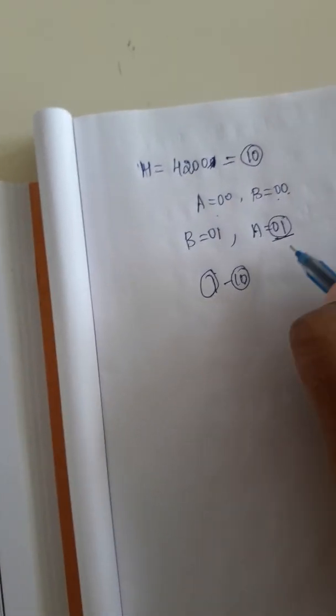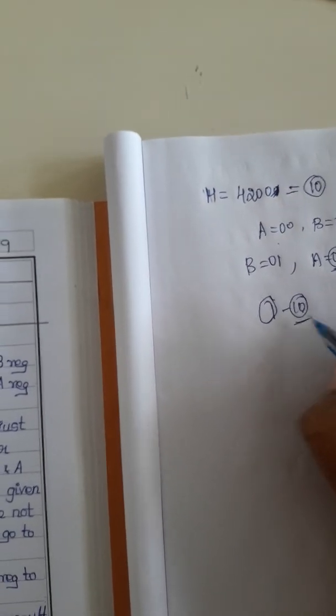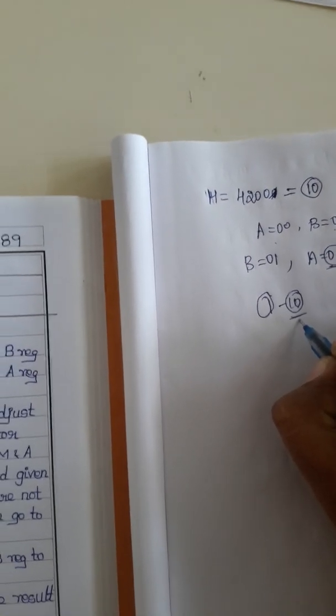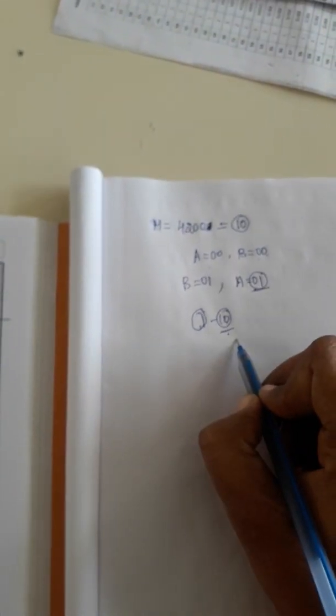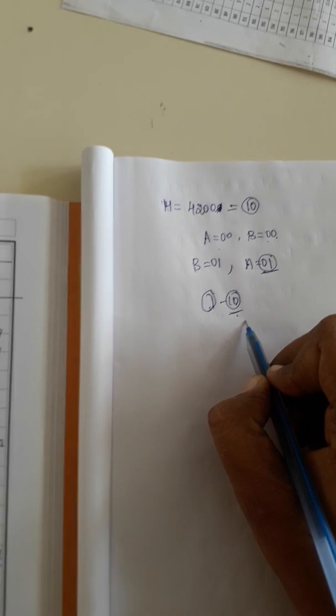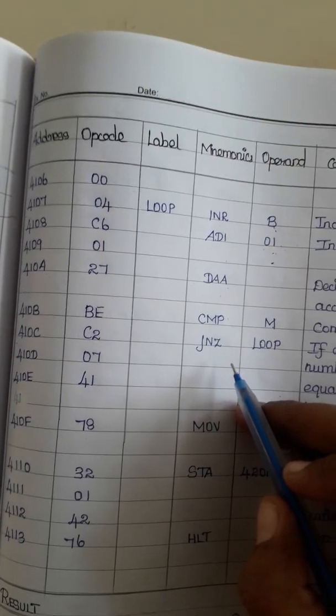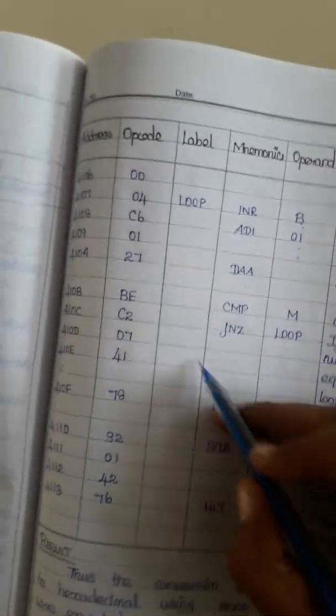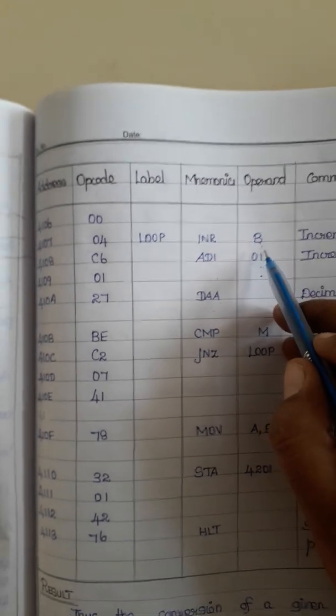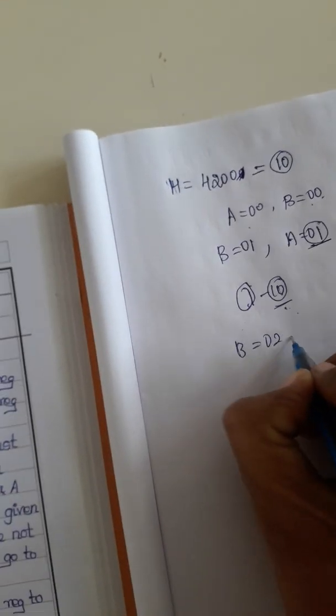The memory contains decimal data, this is 10 and this is 1. After every increment, when both these data are equal, the zero flag will be set. Before that it will not be set. We are checking the zero flag; it is not set, so it goes to the loop. Again we are incrementing the B register and A register. In the next step, B register is 02, A register is 02.